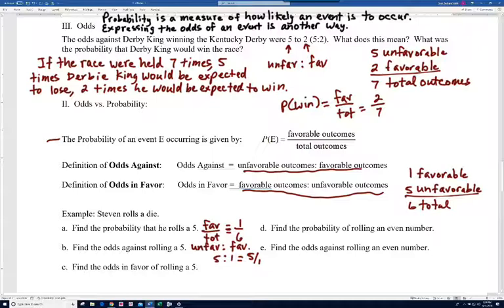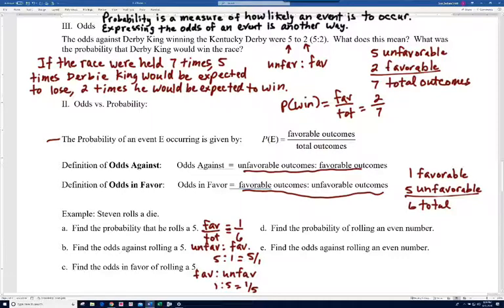All right, on C it says find the odds in favor of rolling a 5. So in favor, this is the opposite basically of against. It's the ratio of favorable to unfavorable outcomes. So that would just be the opposite, 1 to 5. And again, we could express it as the fraction 1/5, but that's less common, at least from what I've seen.